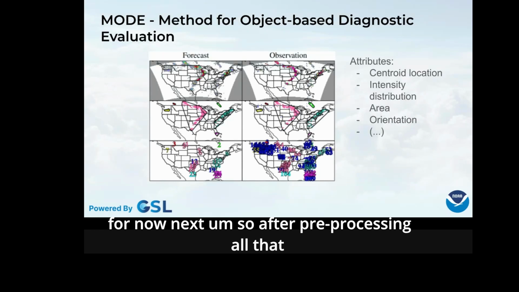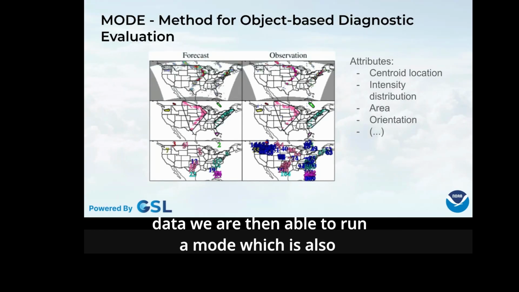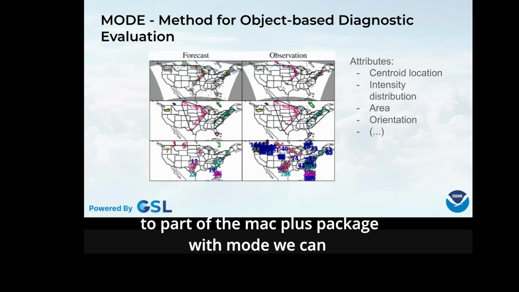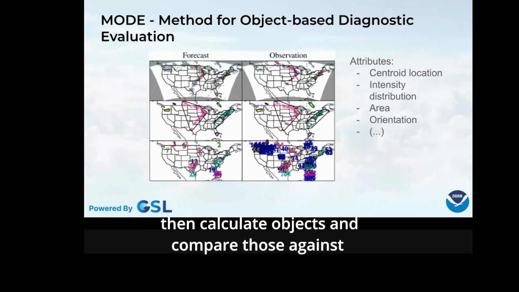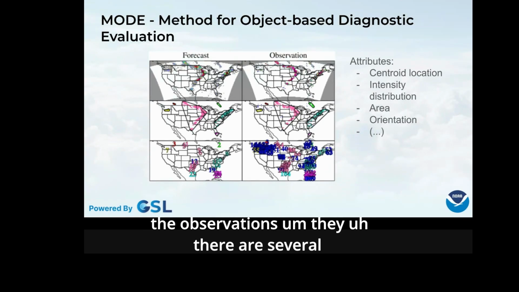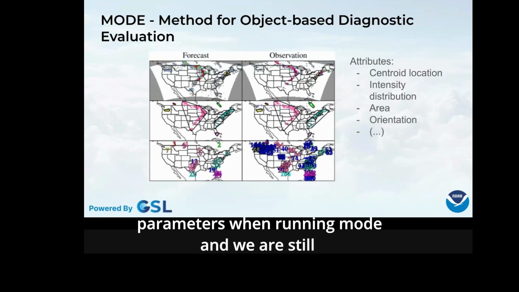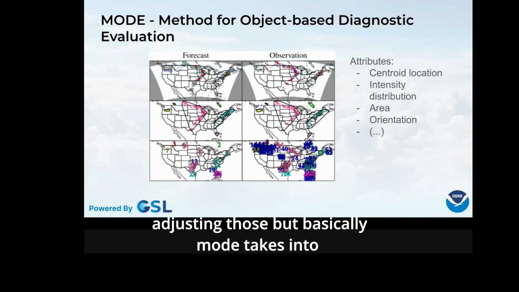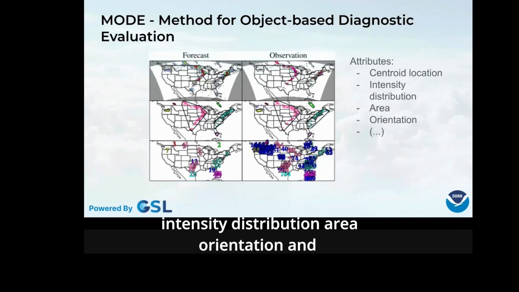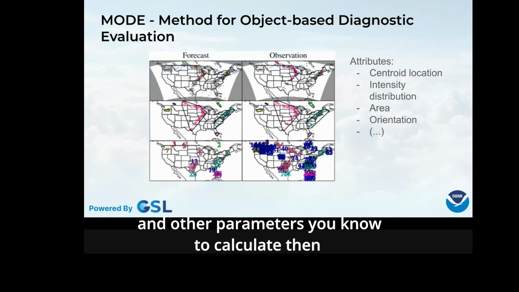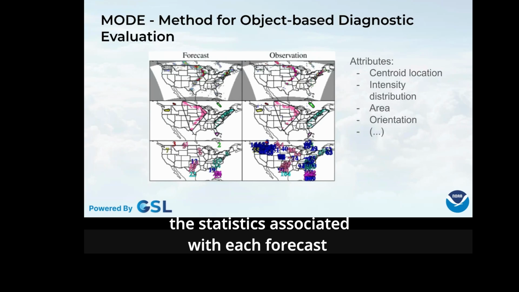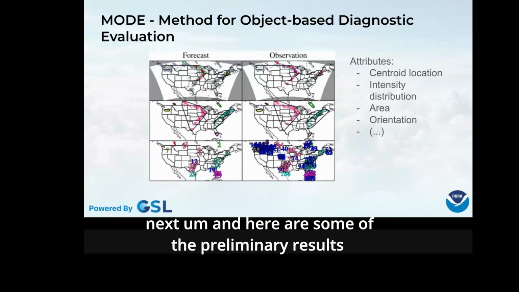So after pre-processing all that data, we are then able to run MODE, which is also part of the MET+ package. With MODE, we can then calculate objects and compare those against the observations. There are several parameters when running MODE, and we are still adjusting those, but basically MODE takes into consideration attributes like centroid location, intensity distribution, area, orientation, and other parameters to calculate then the statistics associated with each forecast. Next.